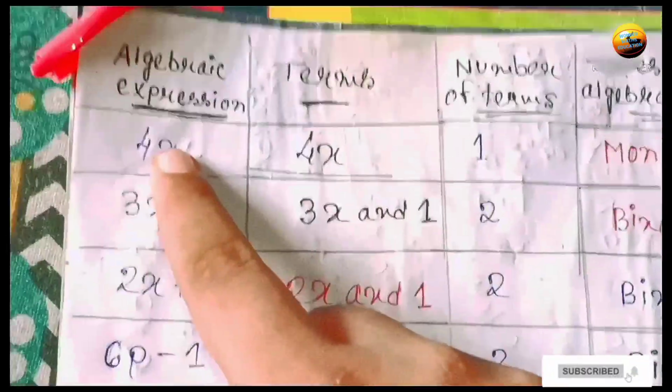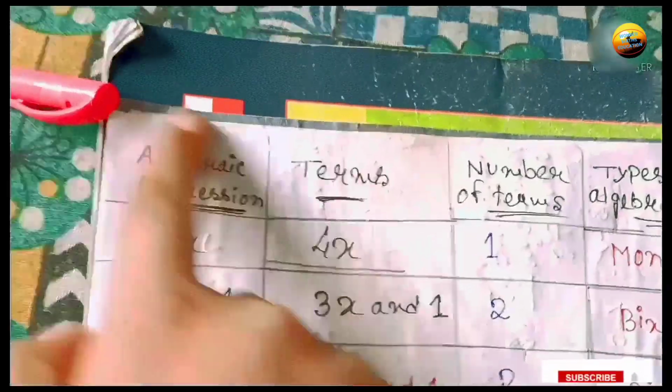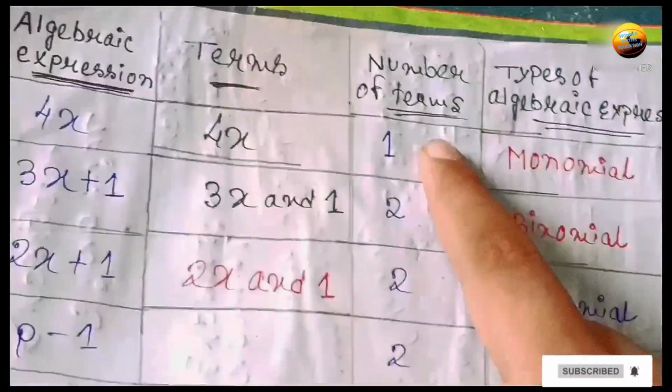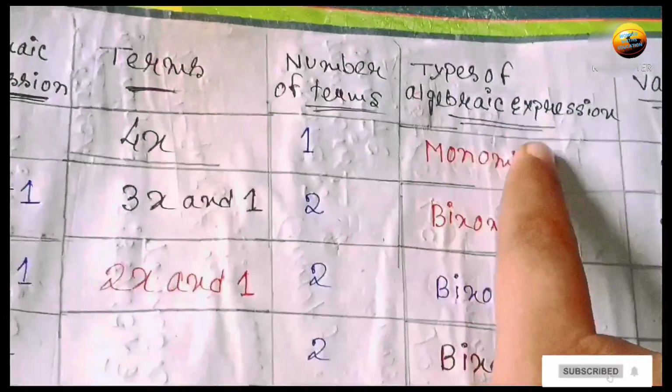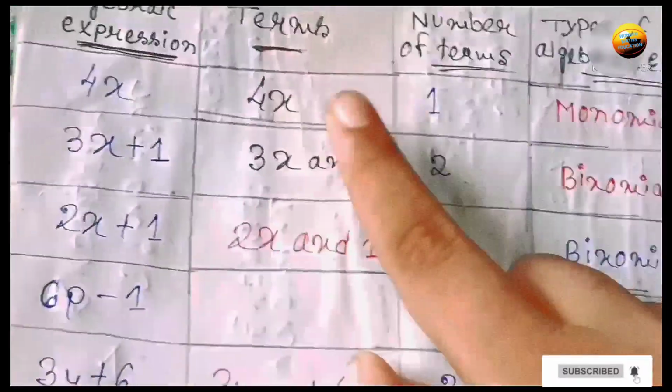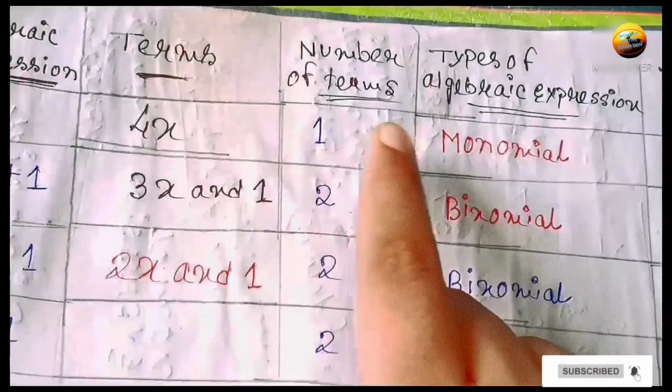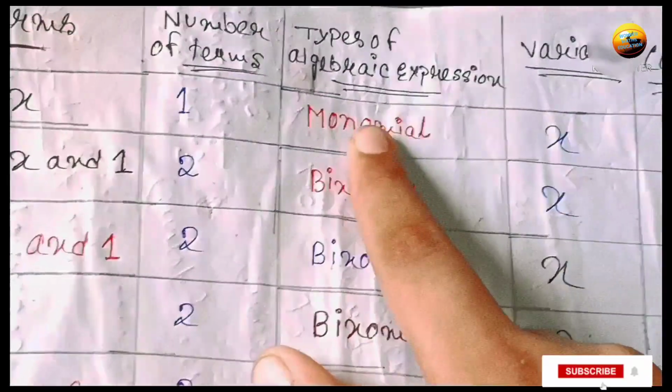So as you can see the solution, I have written that. I am continuing the solution. The algebraic expression is 4x, so the term will be 4x. Then the number of terms here is 1, and the type of algebraic expression: only one term. I have said that if there is only one term, the number of terms will be 1, and the type of algebraic expression will be monomial expression.